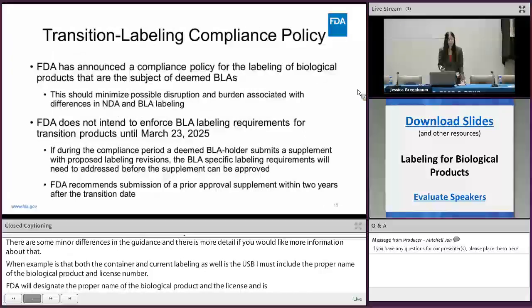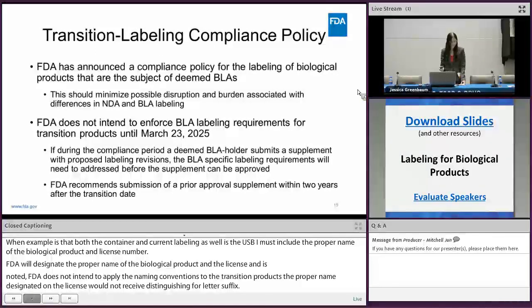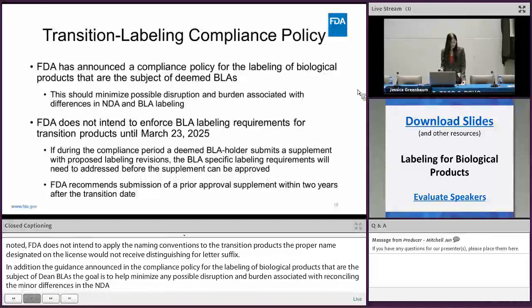In addition, the guidance announced a compliance policy for the labeling of biological products that are the subject of deemed BLAs. The goal of this compliance policy is to help minimize any possible disruption and burden associated with reconciling those minor differences in the NDA and the BLA labeling. Overall, FDA does not intend to enforce the BLA labeling requirements for transition products until March 23, 2025, so it's 5 years after the transition date.